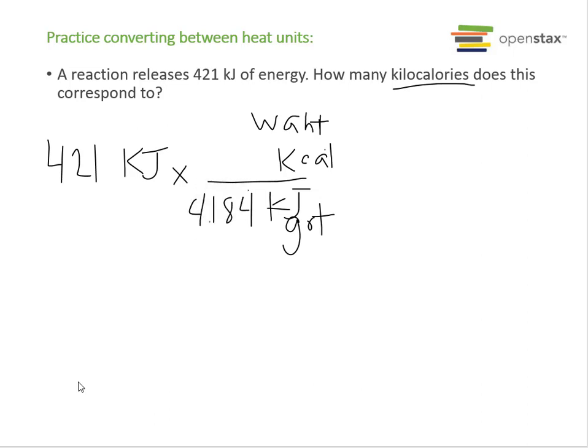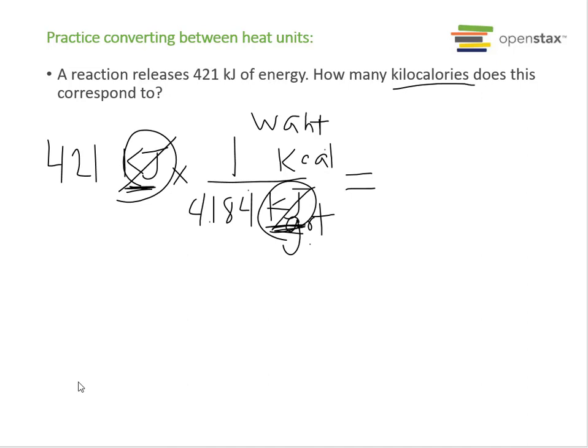4.184 kilojoules is what I've got, right? Because I've got kilojoules, and we need our units to be diagonal from one another so that they can cancel out. It's equal to 1 kilocalorie. So because these units are diagonal from one another, they're going to cancel out.